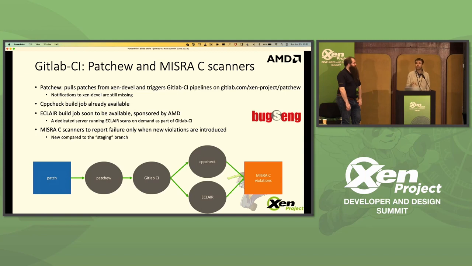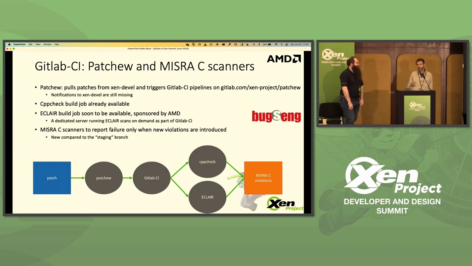We already have a CPP check job, but we are also working closely with Bugseng, and you should see progress here in the next couple of weeks. We are working on adding an Eclair job as part of the GitLab CI. What this means is that together with Patchew, we are going to get automatic MISRA C scans from a very detailed and accurate MISRA C scanner like Eclair. You should know that Eclair is itself safety certified, to tell you how well written and how accurate it is, on every patch that comes in.